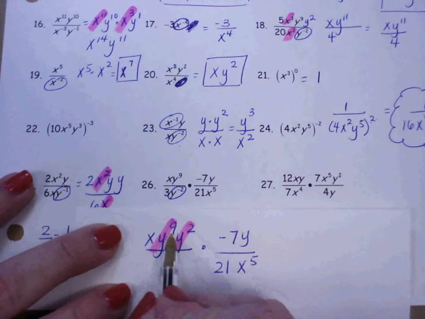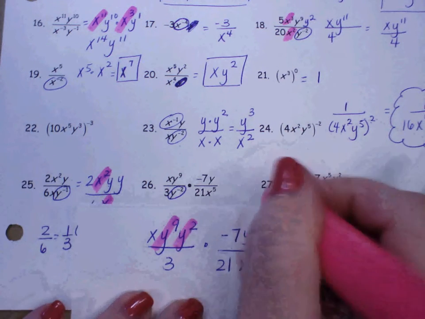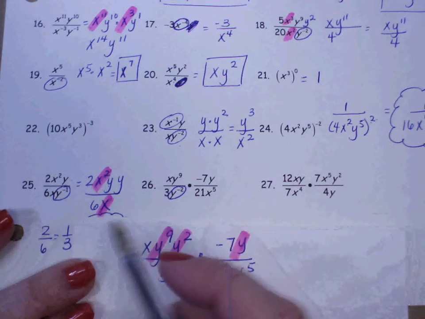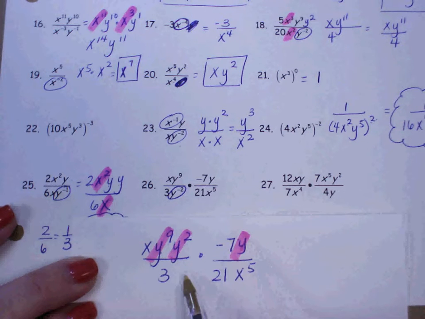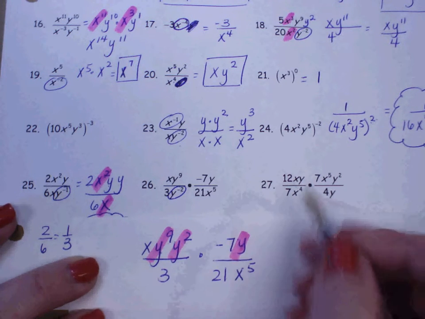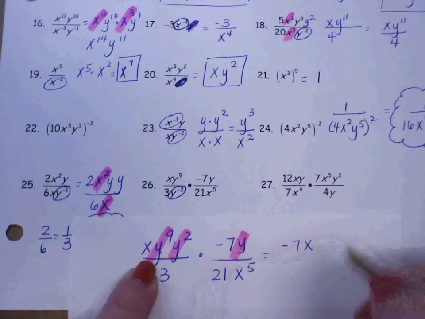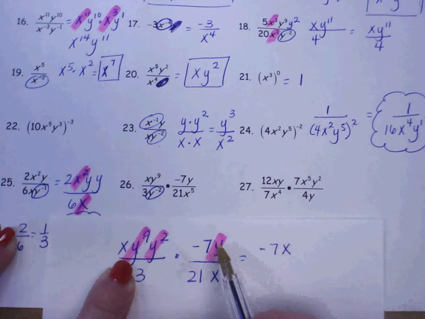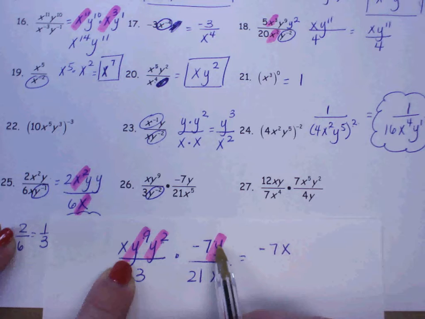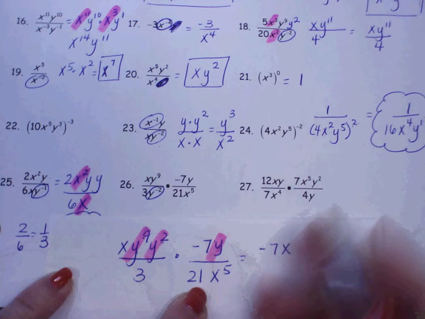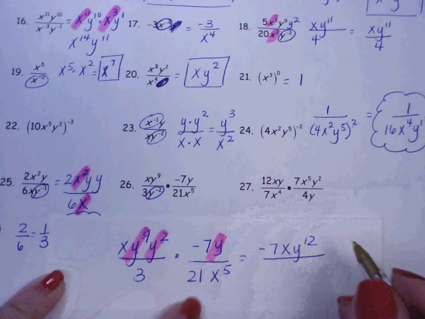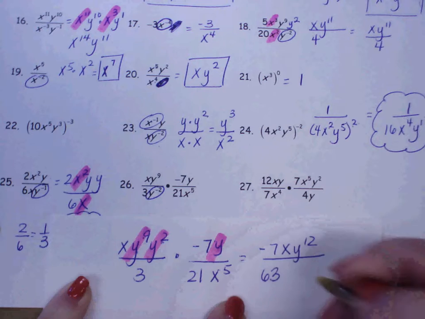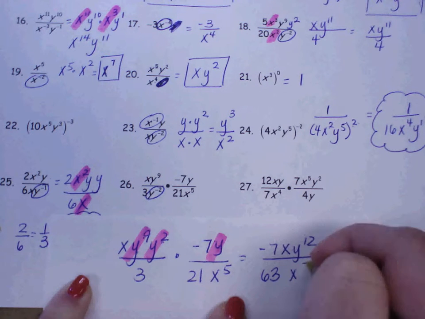What do we need to do to those? And that one. Because we're going to multiply, right? How do you multiply fractions? Numerator by numerator, and denominator by denominator. So this would be negative 7x, correct? 9, 11, and 12, right? 9, 10, 11, and 12. All right, what's 3 times 21? 63. And then x to the 5th.